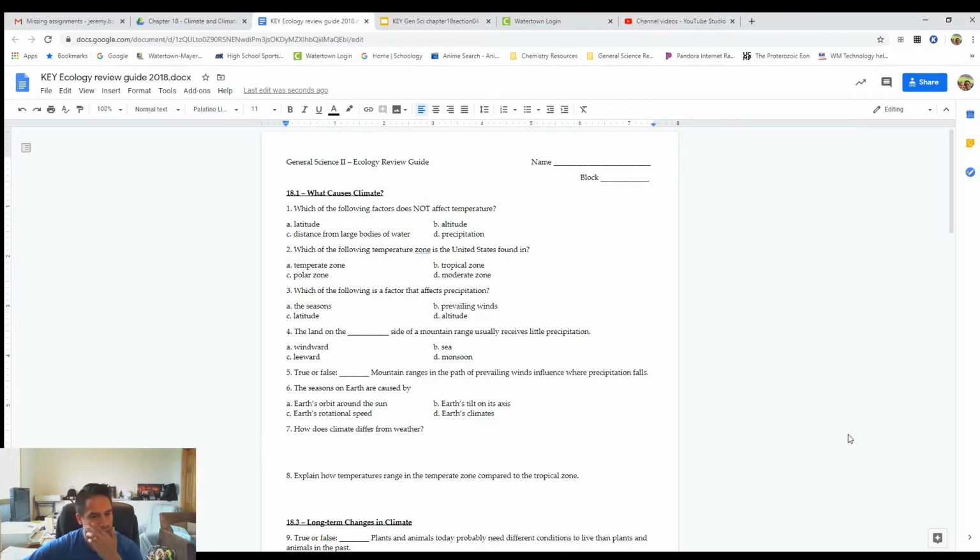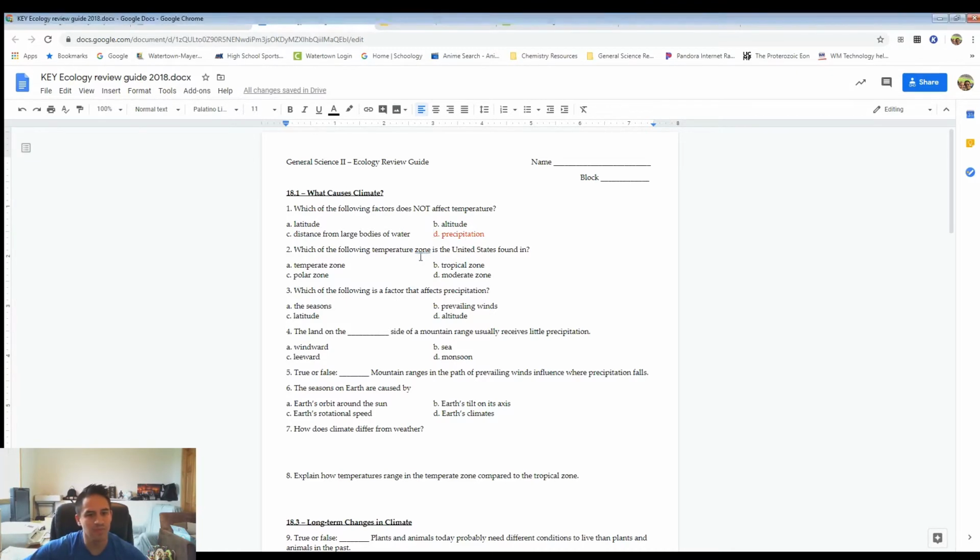Number one, which of the following factors does not affect temperature? All right, so of all of these choices, the one that does not affect the temperature in a location is precipitation. Latitude is how far away from the equator you are, north or south, so that has an impact. Altitude is if you're up on top of a mountain or down in a valley, that has an impact on temperature. And how close you are to a large body of water also has an impact. So precipitation, the amount of rainfall, does not have any impact on temperature.